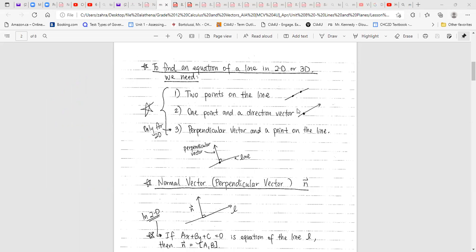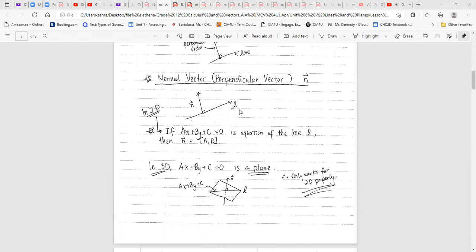Let's say this is the standard form, ax plus by plus c is equal to 0. The coefficients of x and y will give you the normal direction. So this normal n is going to be a, b: a is the coefficient of x, b is the coefficient of y. This gives you n hat, and this works with the line. If you have an equation of a plane, that would be different.